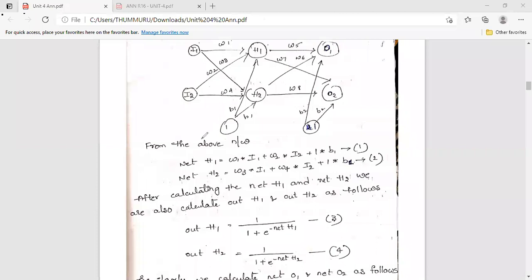Okay, first of all, when you need to calculate the H1, H1 is one of the hidden layer nodes. At this hidden layer, you may perform some kind of computations itself, isn't it? You may perform some kind of computations.